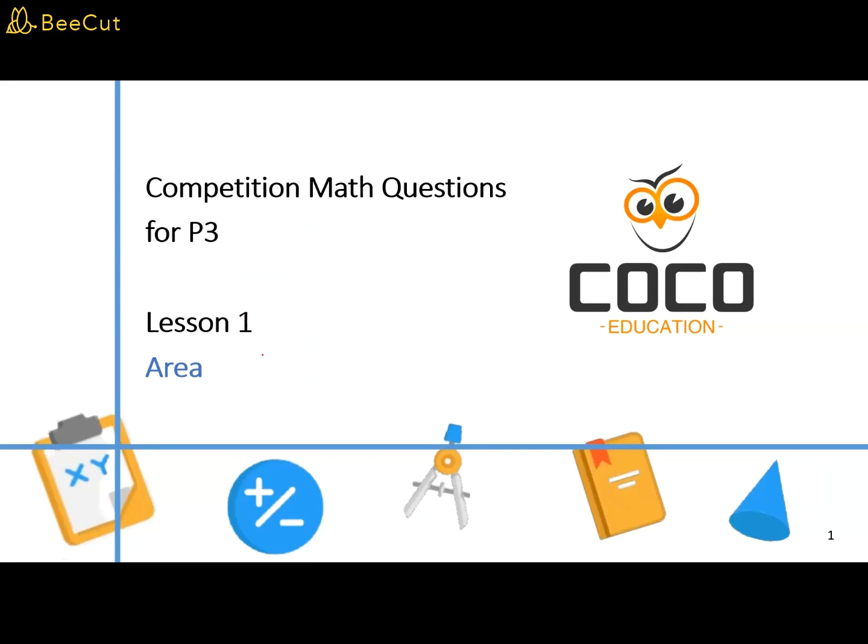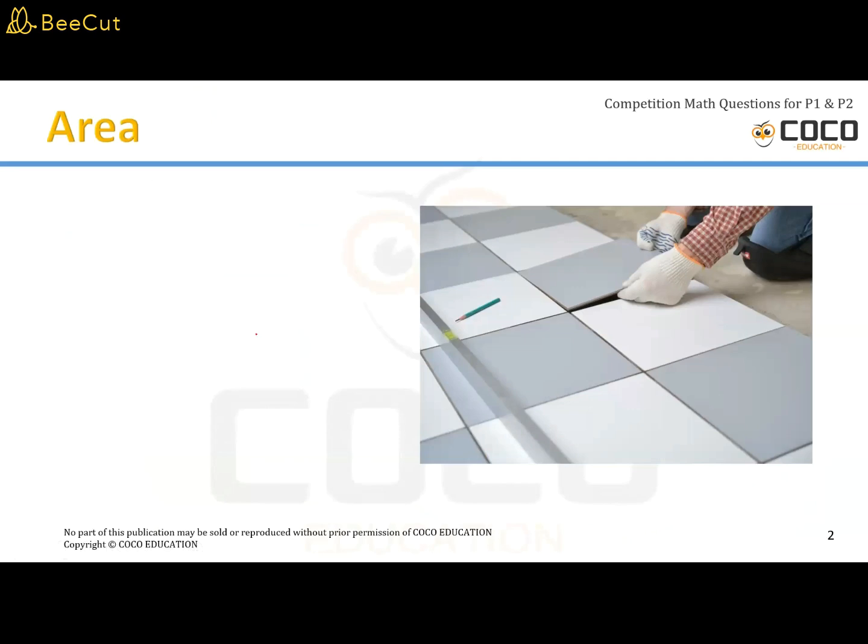Today we are going to talk about area. Basically, area is the space a shape covers. Let's start by thinking of installing floor tiles.